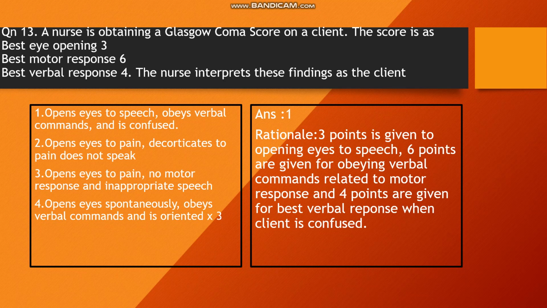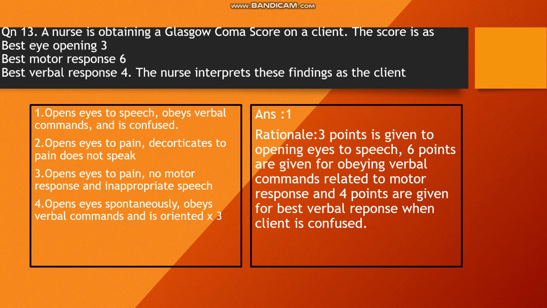Next one. A nurse is obtaining a Glasgow coma score on a client. The score is best eye opening 3, best motor response 6, best verbal response 4. The nurse interprets these findings as the client opens eyes to speech, obeys verbal commands and is confused, opens eyes to pain, decorticates to pain, does not speak, opens eyes to pain, no motor response and inappropriate speech, opens eyes spontaneously, obeys verbal commands and is oriented. Answer 1. Opens eyes to speech, obeys verbal commands and is confused.